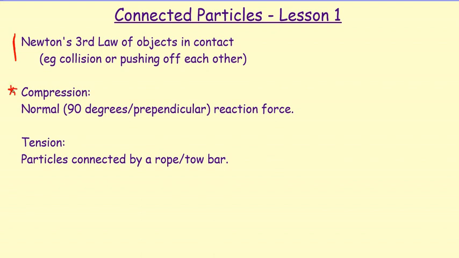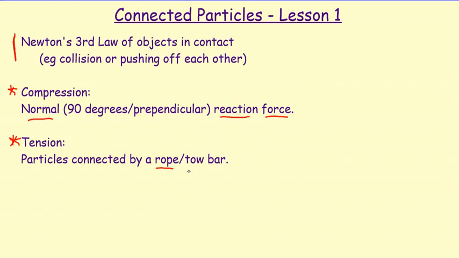One, typically compression. We're going to look at something called the normal reaction force, where normal here doesn't mean the opposite of peculiar. It means 90 degrees, so normals and tangents. Here we're thinking about the normal reaction force. We'll explain that a bit more. And then also another situation would be tension. So here typically two things connected by a rope or a tow bar. And we'll look at pulleys and a few other things.